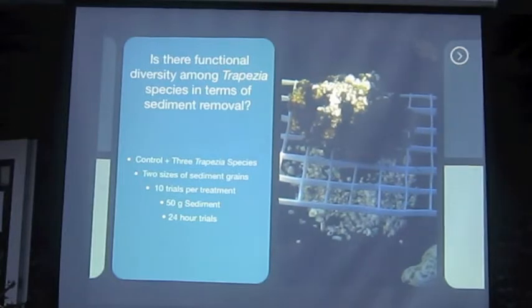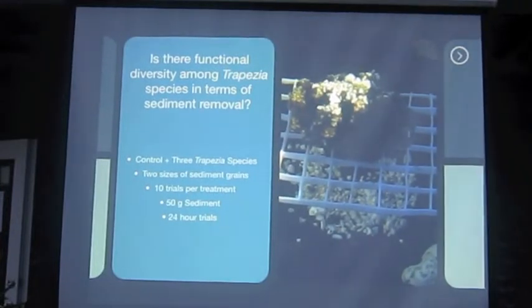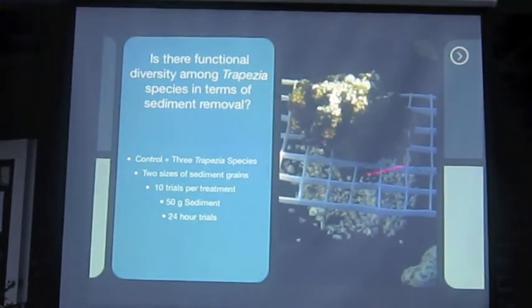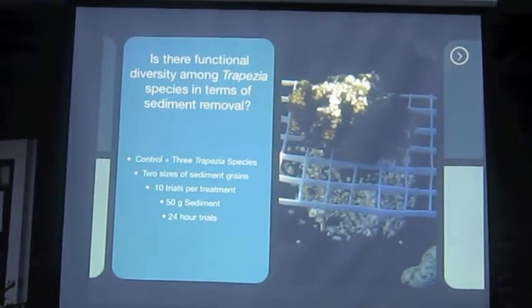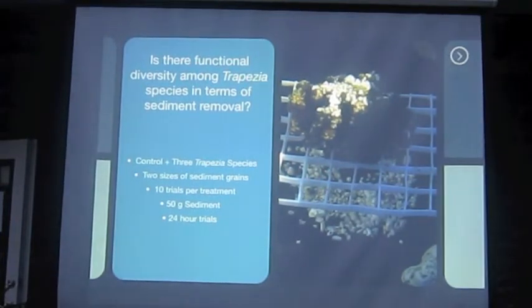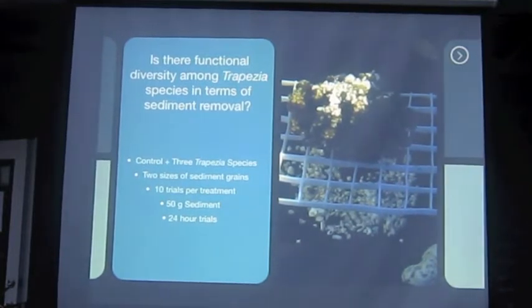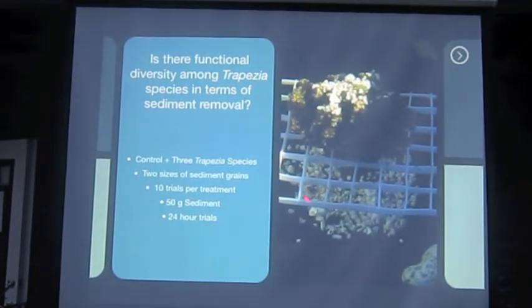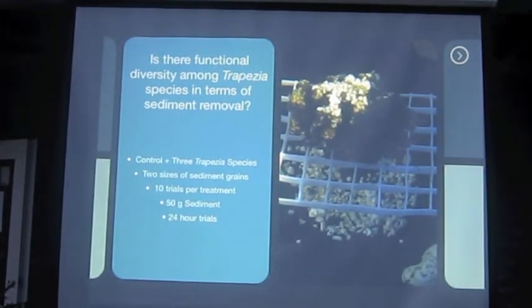So how do you go about testing this? All right. So what I did, and with permits, everything here was fully permitted, I would go out and remove small corals, about the size of your fist, with their pairs of Trapezia in them. And I would put them into a tray on this little PVC bridge, and I would have the crabs in there, and I would add sediment. The crabs would remove the sediment, literally just throw it off, and it would fall into the bottom of the tray. So I could come back the next morning, pull out the tray, weigh the sediment again, and know how much the crabs were actually removing.